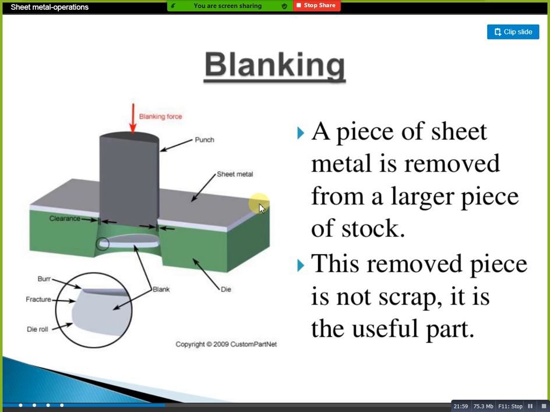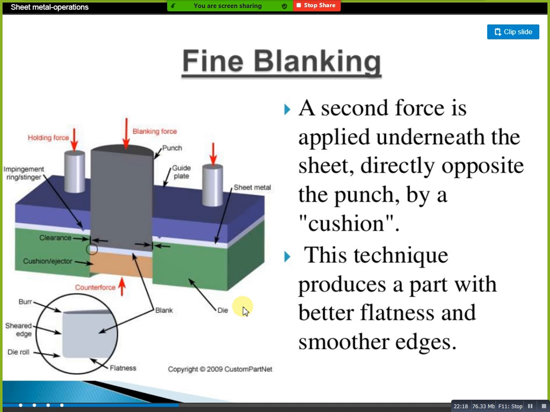This is blanking: force, punch, sheet metal. And this one is our blank, fracture, die roll. And a fine blanking we also have there. This is fine blanking. For holding force, you can consider the holding purpose; we have two holes for holding, or otherwise you can mention the metals directly.